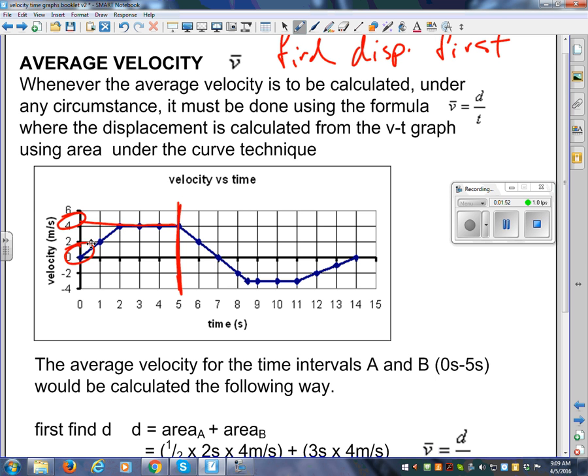So you do not, I repeat, do not, when you're finding average velocity, take the start and the final and add them together and divide by 2. What you do is find the displacement first, and then divide by the time. Okay, so let's do that.